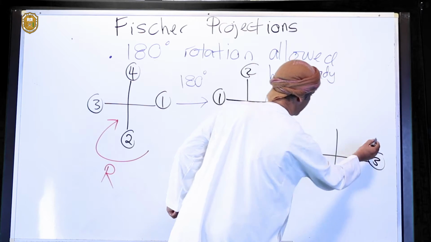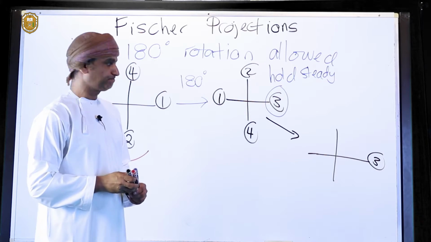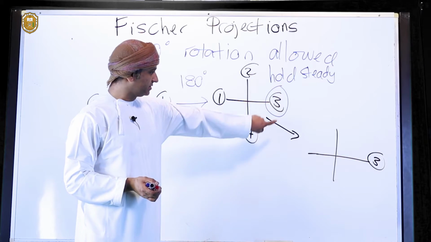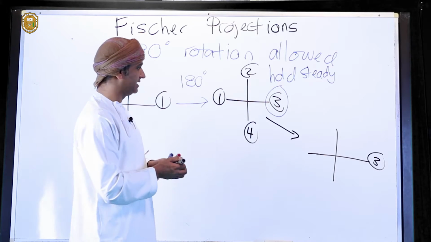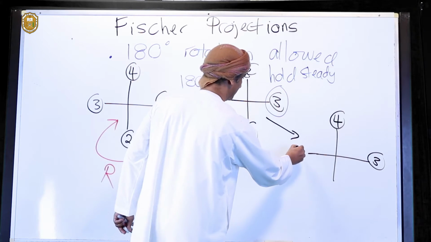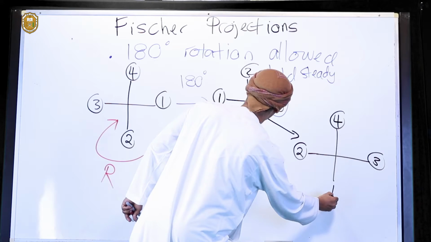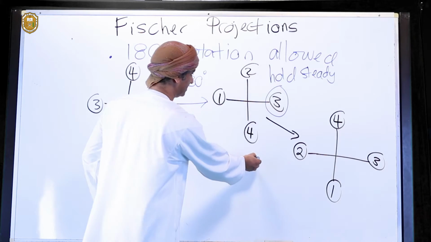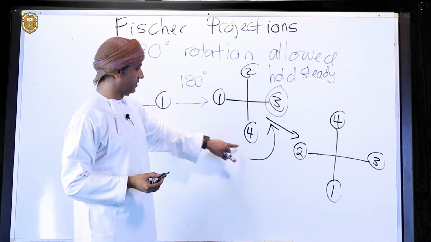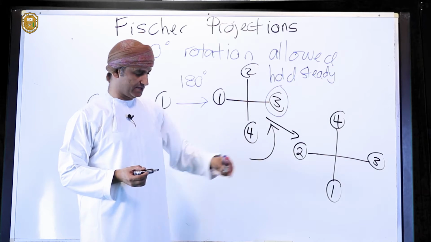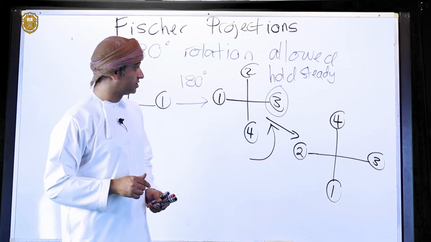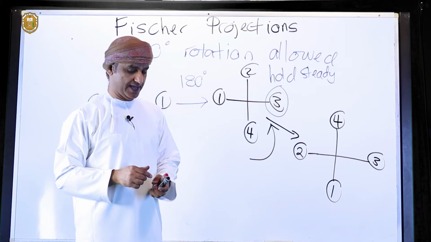Of course, remember, group number 3 is held steady. So now we rotate this way, counterclockwise. We get therefore number 4 here. Of course, 4 replaces 2, 2 replaces 1, and 1 replaces 4. So we rotate like that. So 4 becomes the top, 2 becomes here, and 1 becomes here. So we get that new Fischer projection which has the lowest priority group at the top.